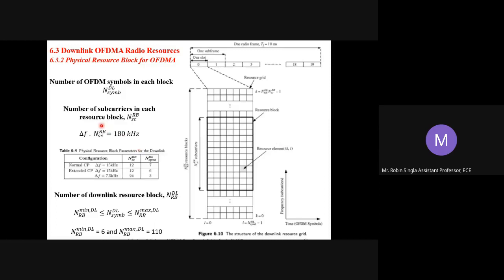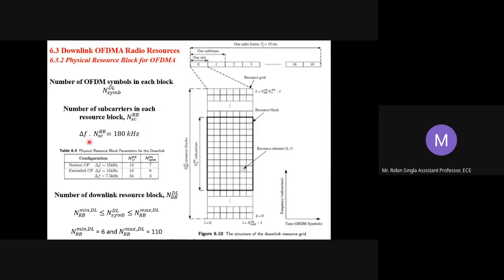Now, the third thing is the number of subcarriers in a resource block. So this is our resource block. The number of OFDM symbols we have seen is represented by NDL symbol, on this axis. Here we know how many boxes there are. Now we want to know the number of boxes on the vertical axis, the number of frequency subcarriers. So in a resource block, how many subcarriers are there? That is represented by NRBSC.